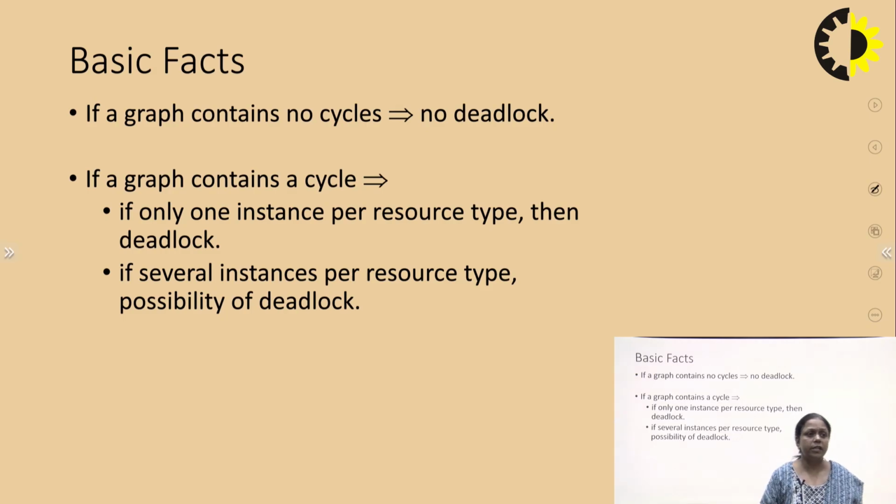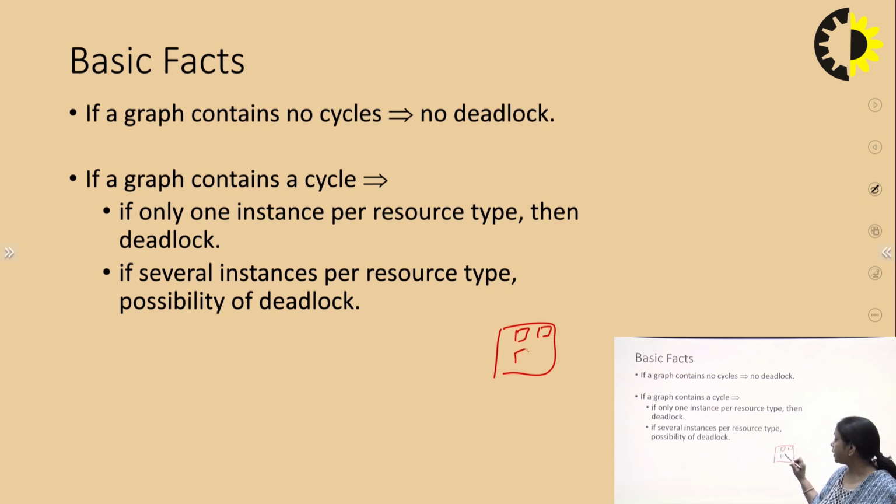Firstly, we should understand that if a graph contains no cycle, it means no deadlock. If a graph contains a cycle and there is only one instance per resource, as in this case where all the resources have only one instance, then the cycle always means deadlock. Then it is confirmed there is a deadlock in the system. But if we have several instances in the resources, then there is only a possibility of deadlock. In this case, a cycle will not be a confirmation of deadlock. It can be a deadlock or it cannot be a deadlock.